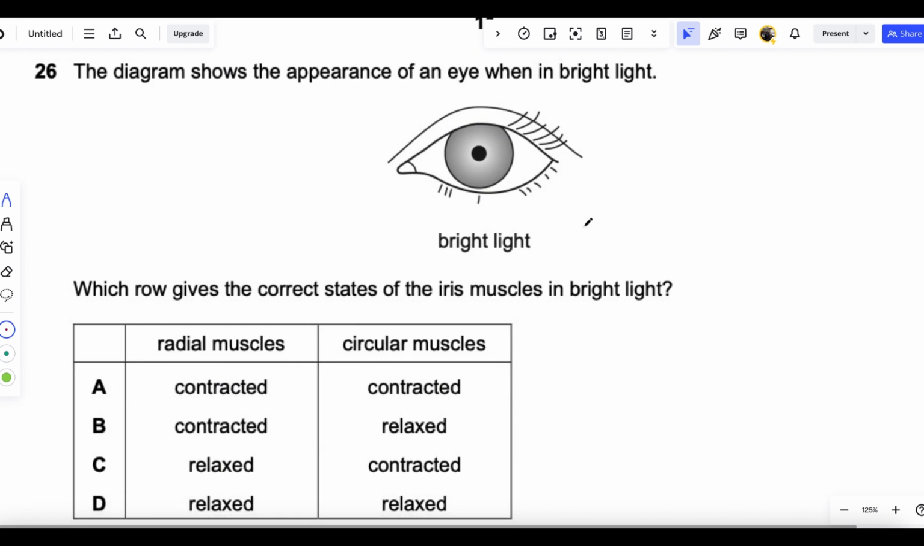Now the radial muscles and the circular muscles. The radial muscles contracted, no. So A and B are wrong. The radial muscles, the ones around the eye receiving the light, only relax and don't contract. The circular muscles of the eyes will contract. That's why the eyeball gets larger, gets bigger. So C is the most correct answer.